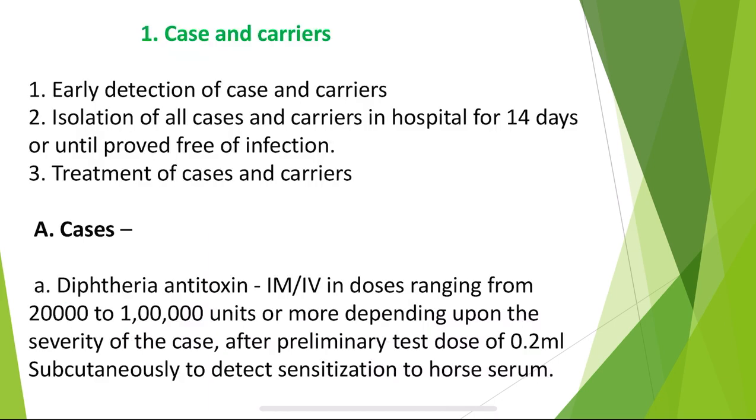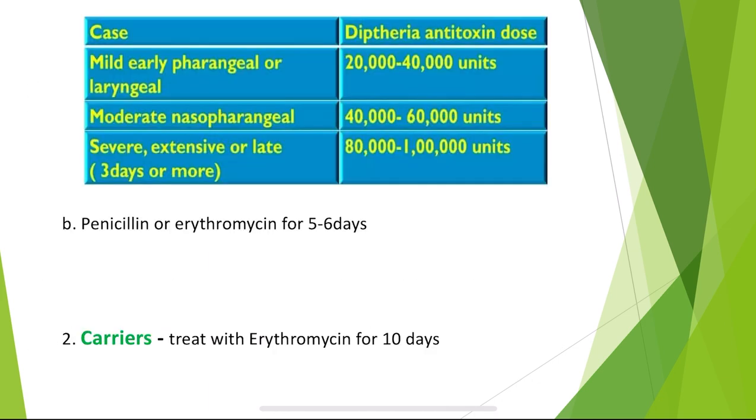Subcutaneously we sensitize it to the horse serum and then carry on the full procedure. For the cases, let's see what is the dose of the diphtheria antitoxin given. If the case is a mild early pharyngeal or laryngeal case, the toxin dose is 20,000 to 40,000 units.